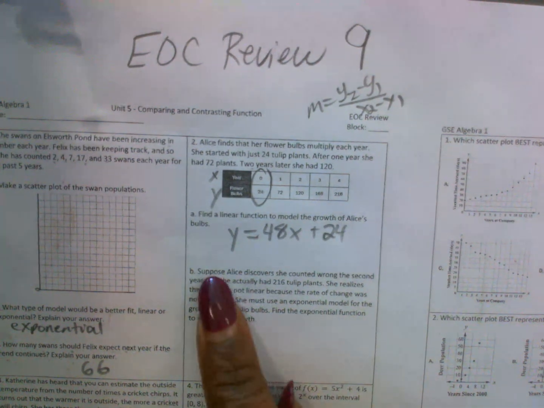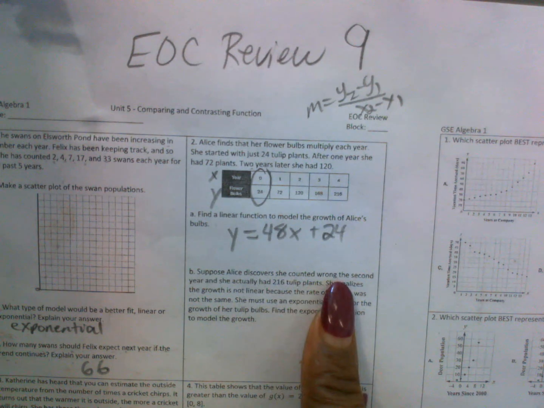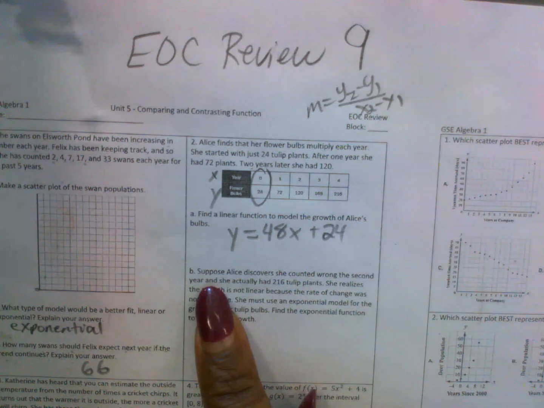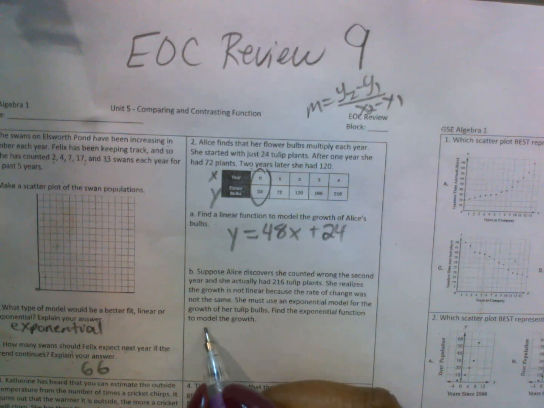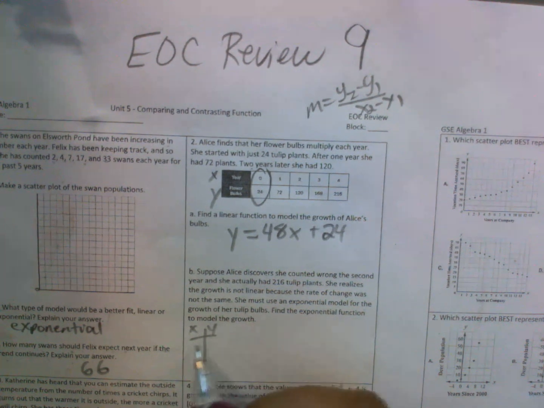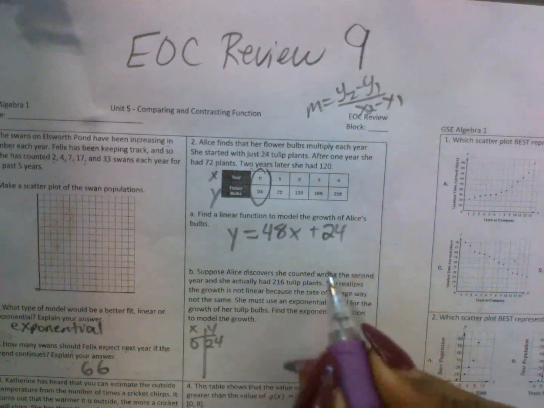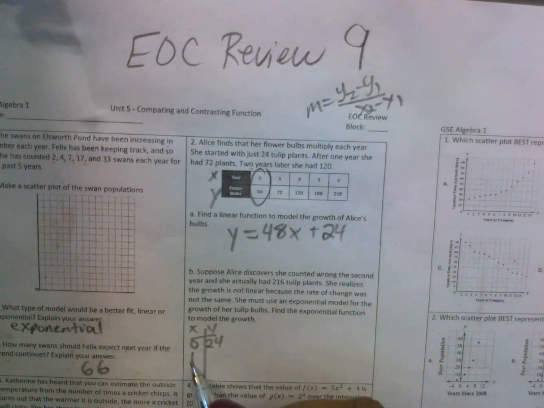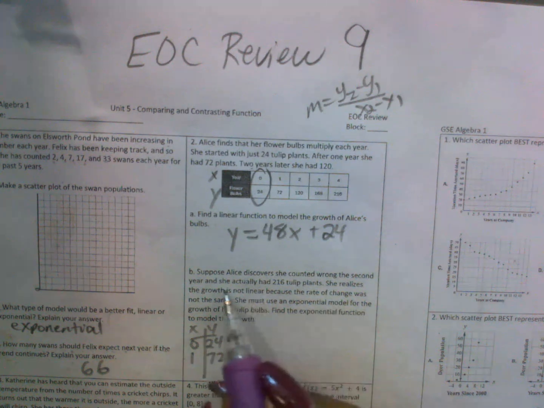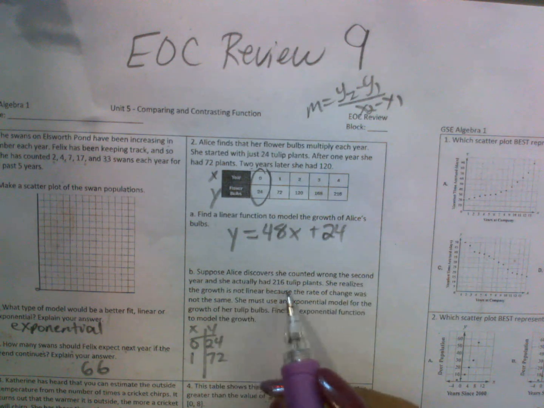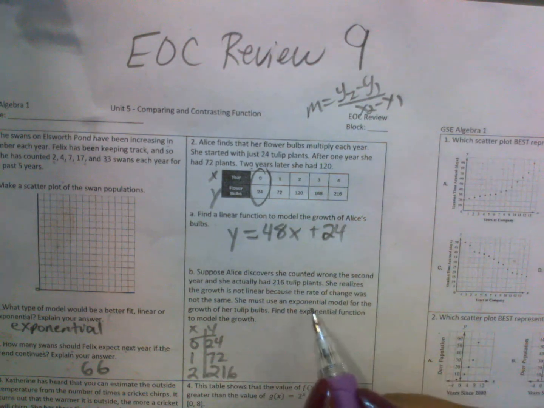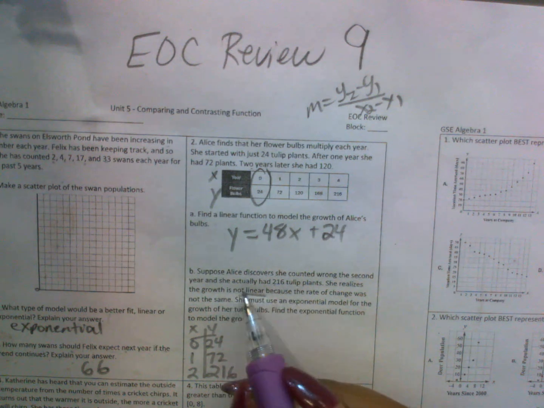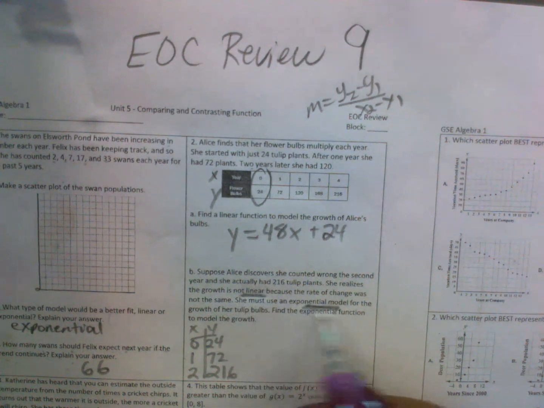All right, so now it says suppose Alice discovers she counted wrong the second year. So first year, still the same, let's write the table, x, y, 0, 24. And then the first year is still the same, 172. But then the second year, it's wrong. It's actually supposed to be 216. So this is 2, it's 216. So now the rate of change is different, so it's no longer linear. So now it's the exponential model.